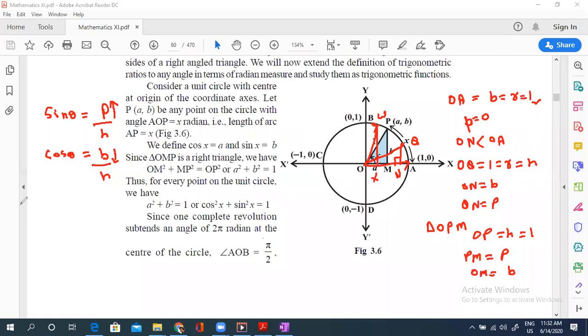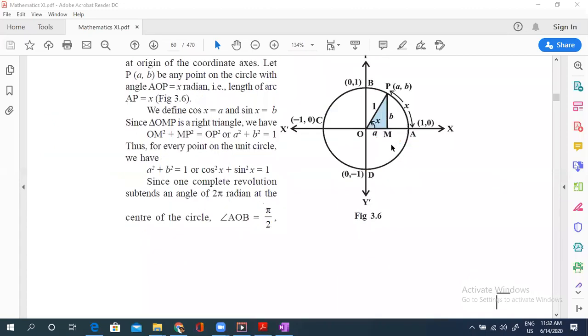Got it? Everyone got this concept? Okay, very good. So this was the concept till this point. I hope everyone got this. Now what do you think?